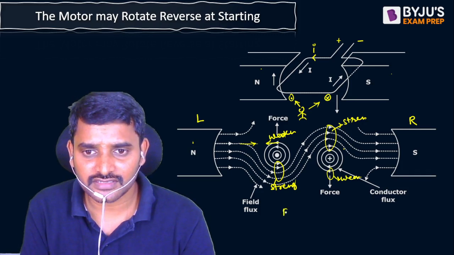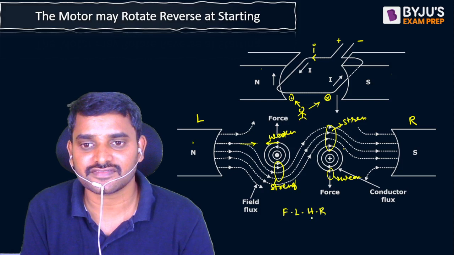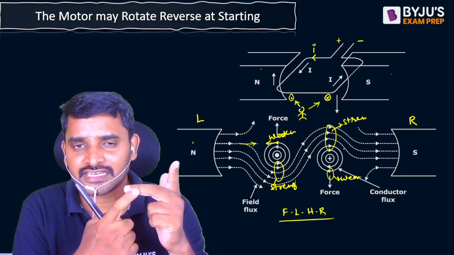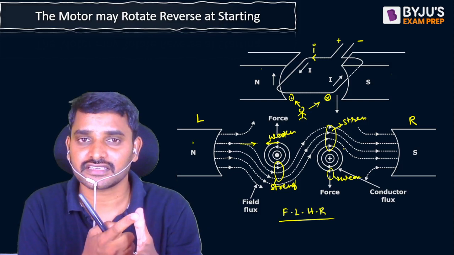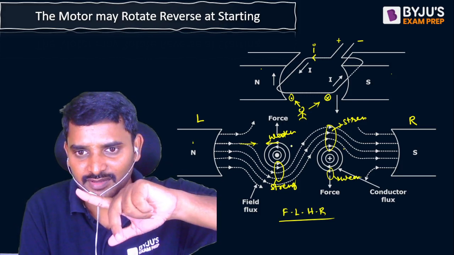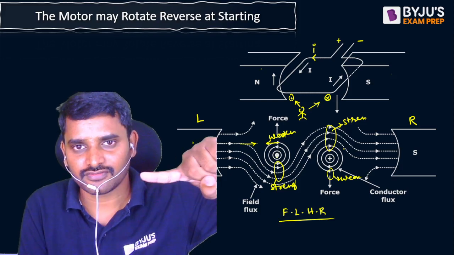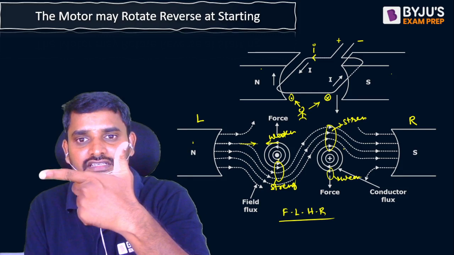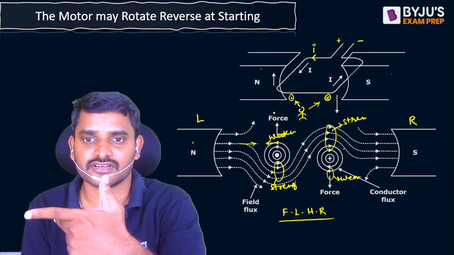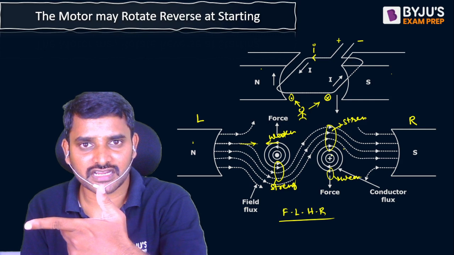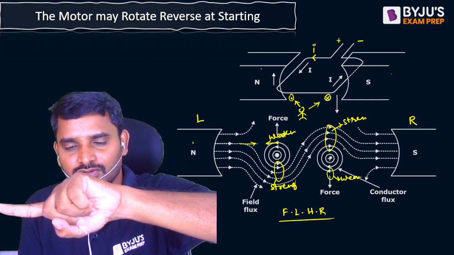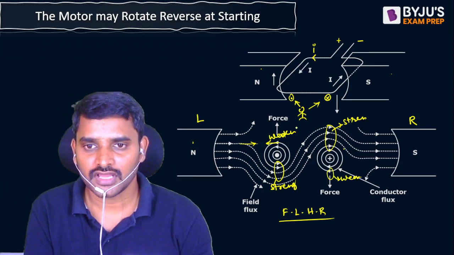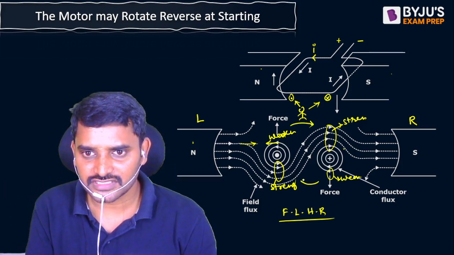Or simply you can get the force direction by applying Fleming's left hand rule. Forefinger indicates the flux direction, middle finger indicates the current direction, and thumb indicates the force direction. If you apply Fleming's left hand rule on the dot mark, flux is established from left to right, current is coming out of the conductor, so the force is upward. Now at the cross mark conductor, flux is from left to right and current is going into the conductor, therefore force is downward. So I am getting a force in the clockwise direction.